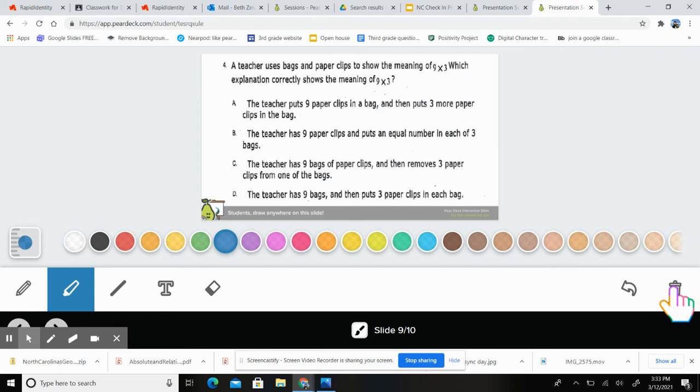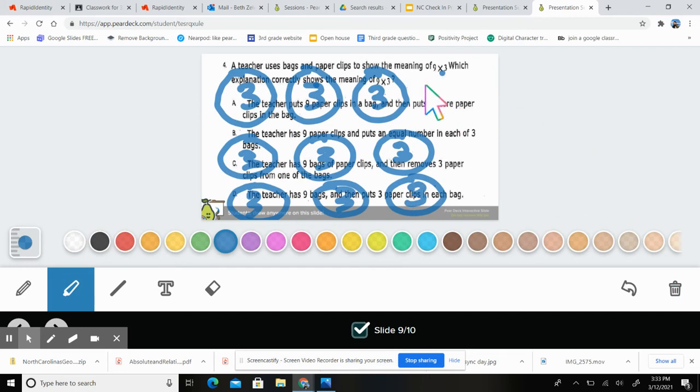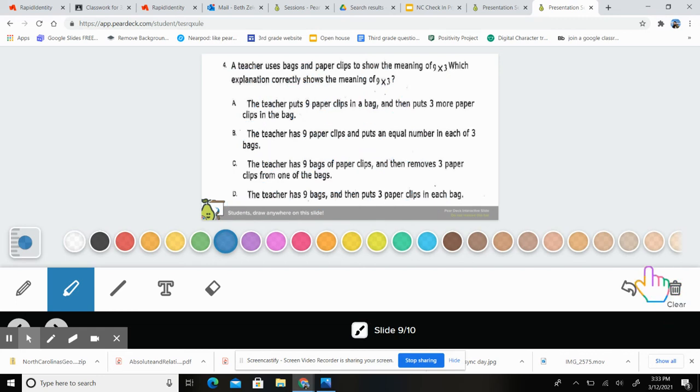You could also model this with a drawing: 1, 2, 3, 4, 5, 6, 7, 8, 9 groups with 3 paper clips in every single bag. So these groups are representing your bags, and 3 shows you that there are 3 paper clips in every single bag. So once you have thought about some of those clue words and understanding what this represents, you can look at these words and decide which one makes the most sense.